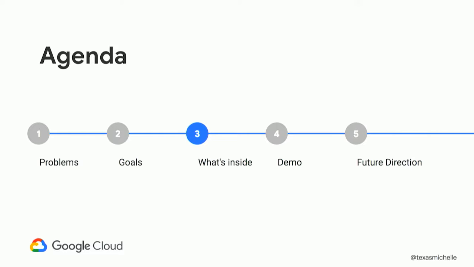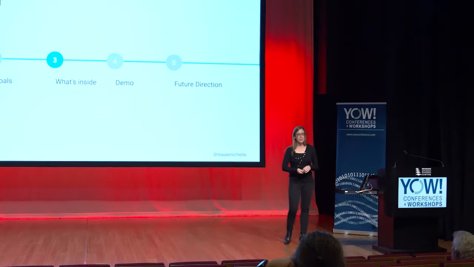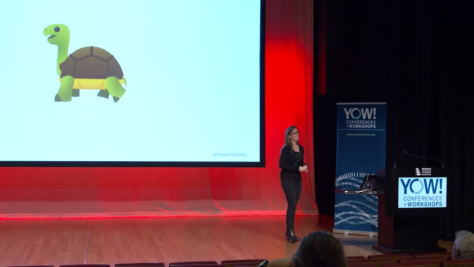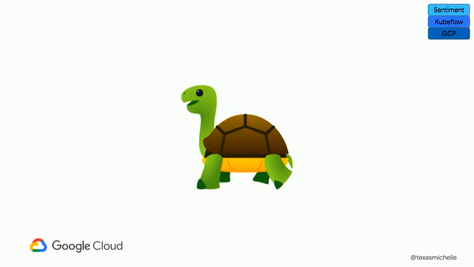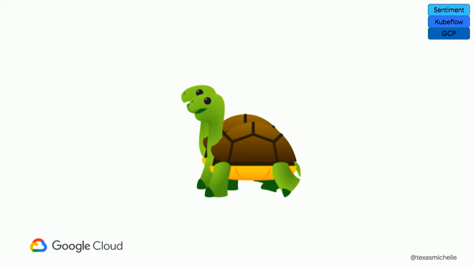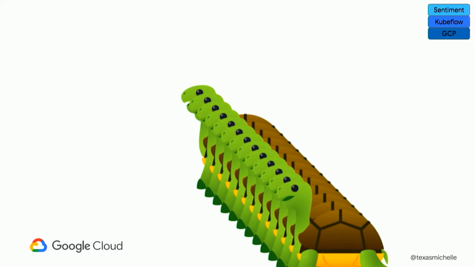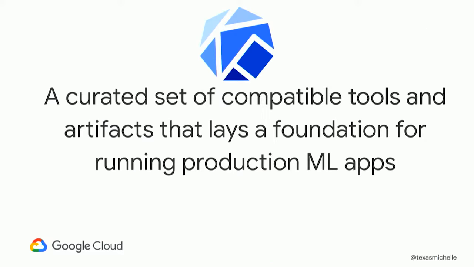Now let's take a look at what's in the box. So you may still be asking yourself, okay, what exactly is this? Well, it's a framework for running machine learning frameworks on the Kubernetes framework. You get the idea. This is why we have the layers at the top in the icon. So let's revisit our definition slide. It's a curated set of compatible tools and artifacts that lays a foundation for running production machine learning apps.